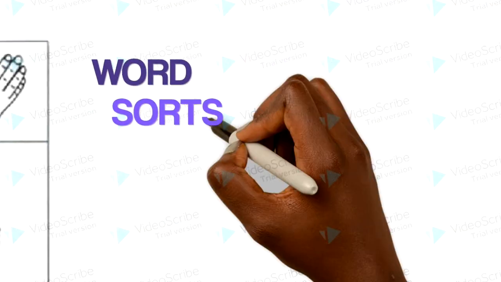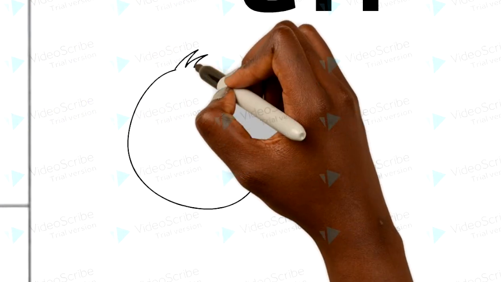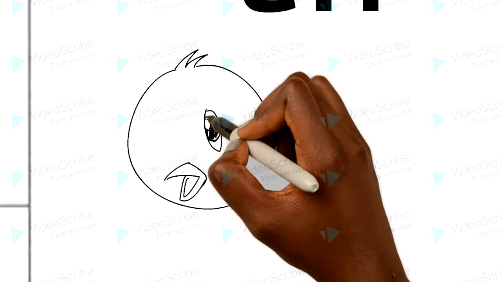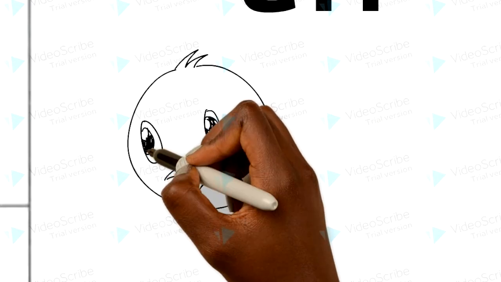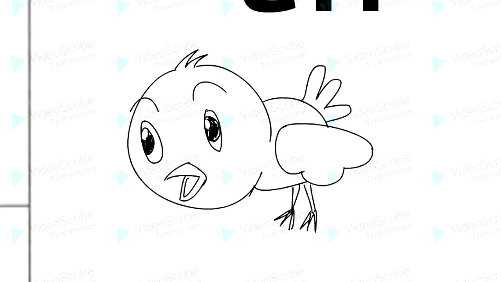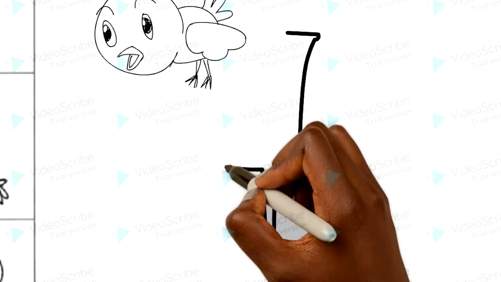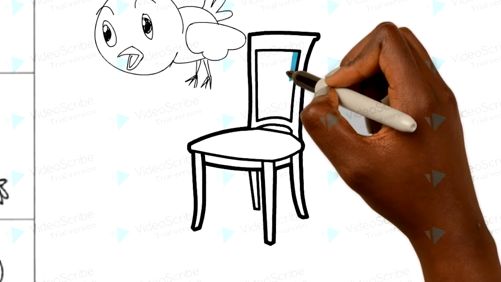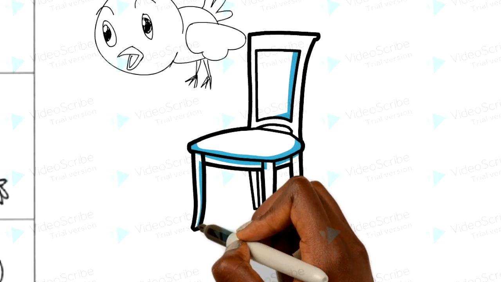To help build phonics skills, teachers can use word sorts. Word sorts can be differentiated based on your level. Say, for example, some of your students are working on digraphs. If a child were to sort words that have ch or ch in the beginning, they would put chick and the word chair in the same box.